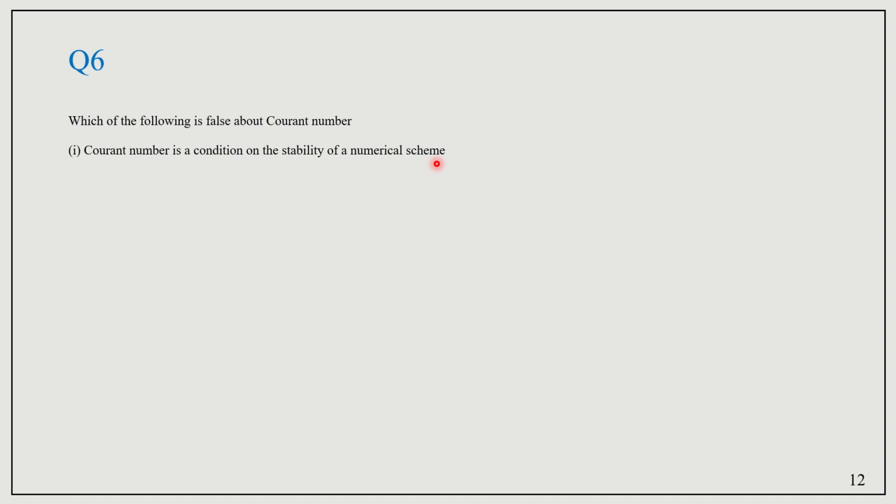Like if the value is not contained within that Courant number, the system will become unstable. So we say that Courant number is the condition on the stability of a numerical scheme. So first statement, it is true. Now we will move on to the second statement.